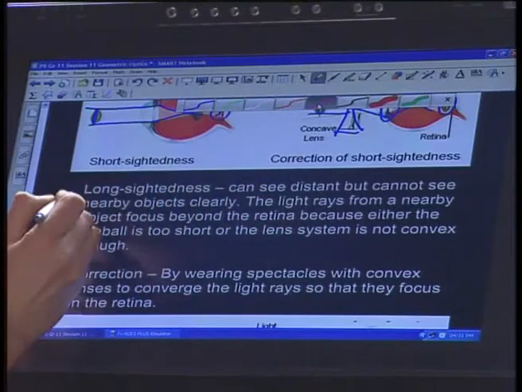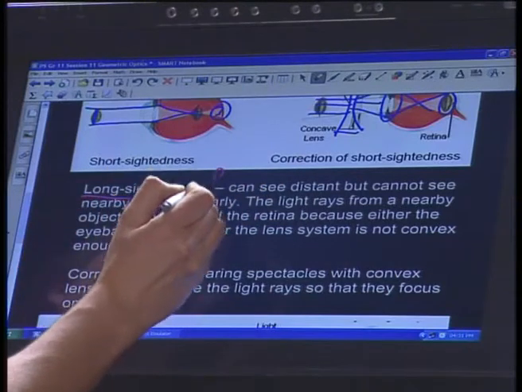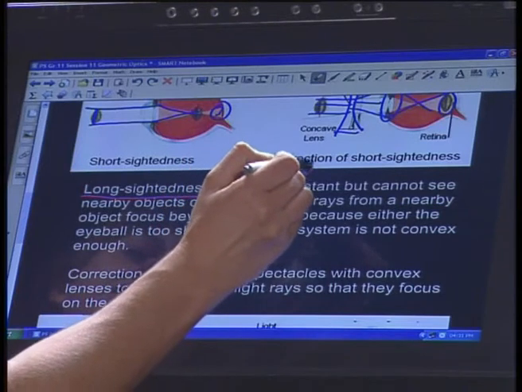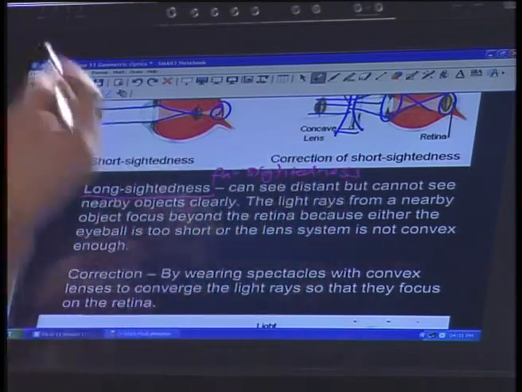The second type is called long-sightedness. Now, long-sightedness, also referred to as far-sightedness, is exactly the opposite to nearsightedness. A person that is long-sighted would be able to see very well at a long distance. They would see their friends across the road and wave because they know exactly who they are. But give them a piece of paper with writing on it and they would not be able to read that to you because the images are not clear.